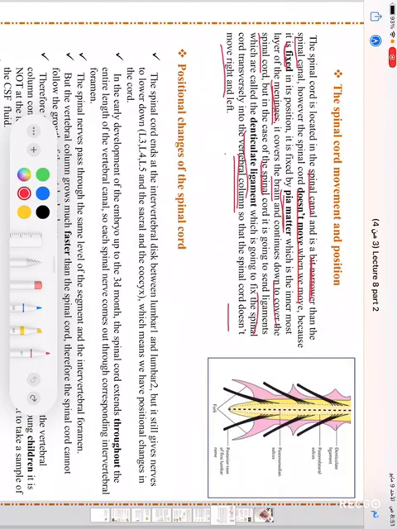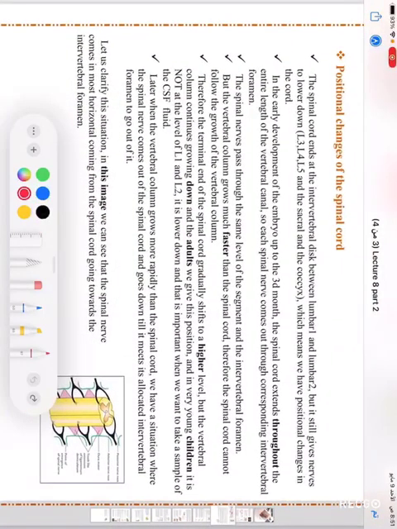Positional changes of the spinal cord. The spinal cord ends at the intervertebral disc between lumbar 1 and lumbar 2. We talked about this information previously. But it still gives nerves to lower down. Meaning that although the spinal cord ends between lumbar 1 and lumbar 2, there are nerves coming out from lumbar 3, lumbar 4, lumbar 5, sacral and the coccyx, which means we have positional changes in the cord.